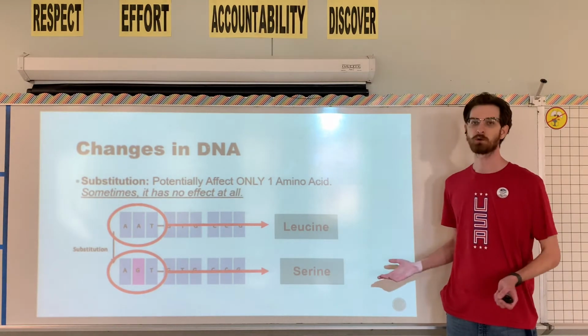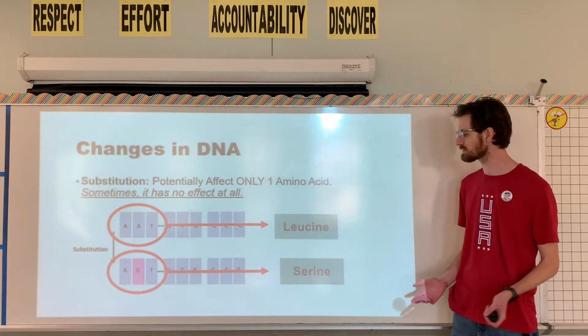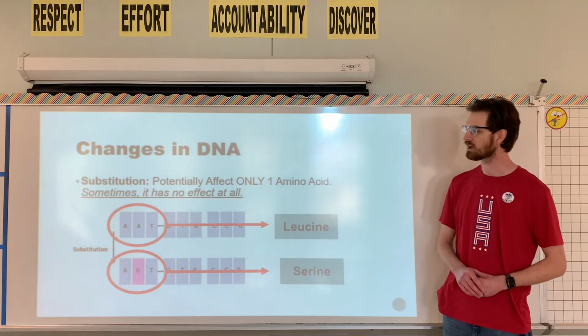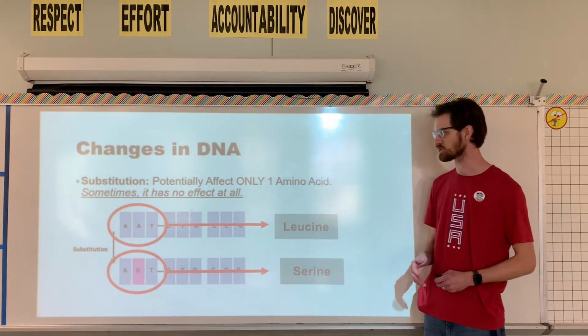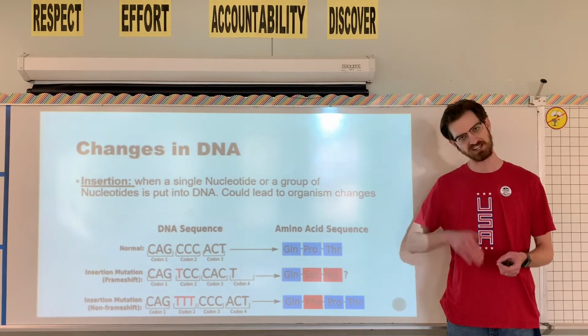So I don't know what's happening here because I don't have enough information to see what the rest of the protein would be, but we do know that the amino acid changes at those points based on the substitution of an A and a G. All right, now there's another easy one, insertion, where you stick something extra in.